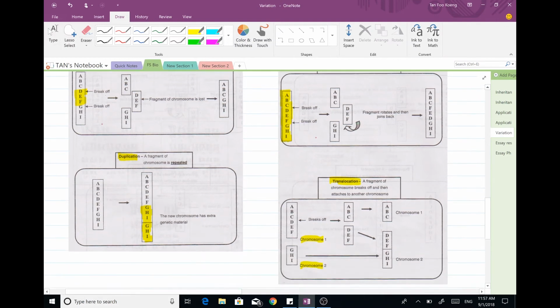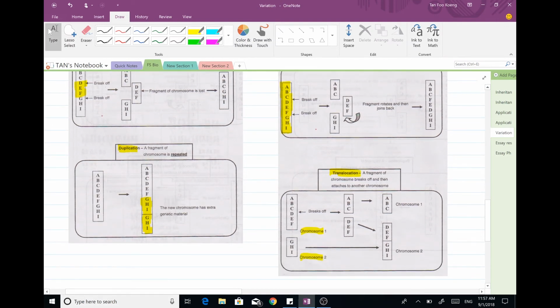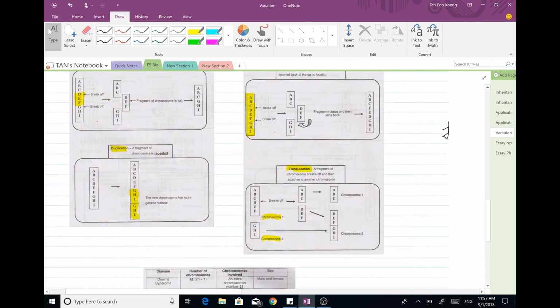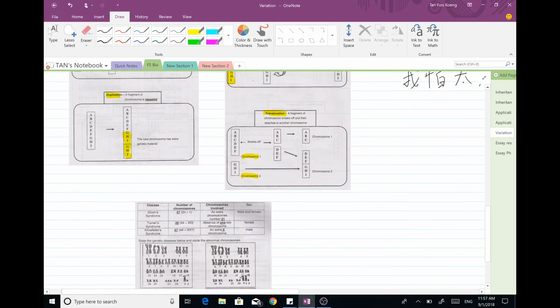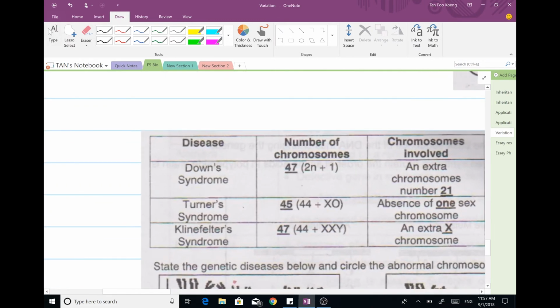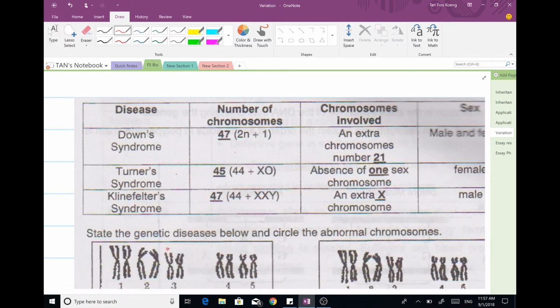And lastly, translocation. Translocation involves at least 2 chromosomes. A segment of chromosome breaks off and then joins back at another chromosome. Now, if all this happens, it might lead to a few diseases. As long as, in our syllabus, you see that the name of the disease ends with syndrome, then all these are chromosomal mutations.